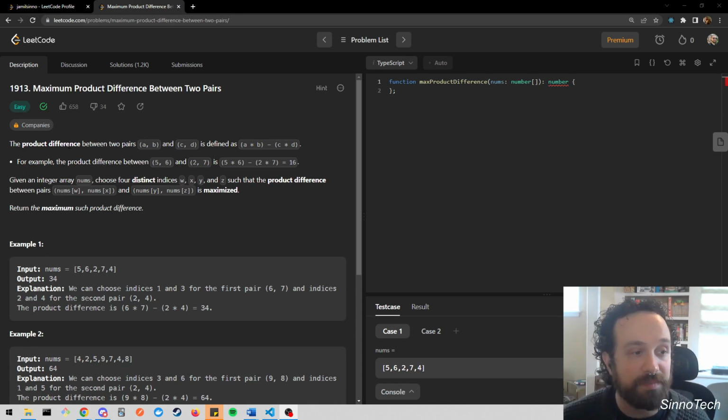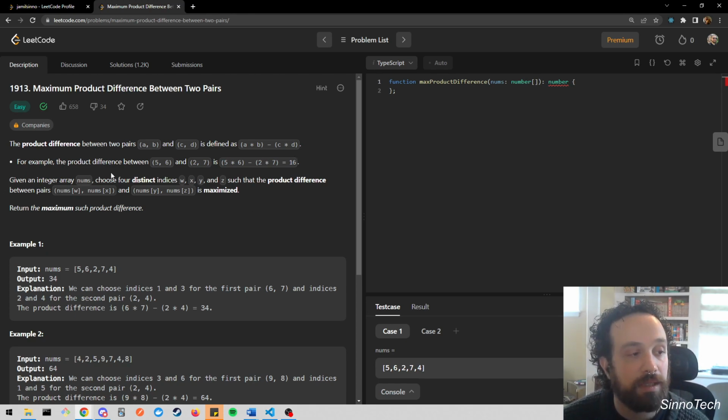The product difference between two pairs A and B and C and D, okay, is defined as A times B minus C times D, okay? So for example, if we have the product difference between 5 and 6 and 2 and 7, 5 times 6 minus 2 times 7 is equal to 16, all right? So essentially what it becomes is 30 minus 14, and that's how you get 16, okay?